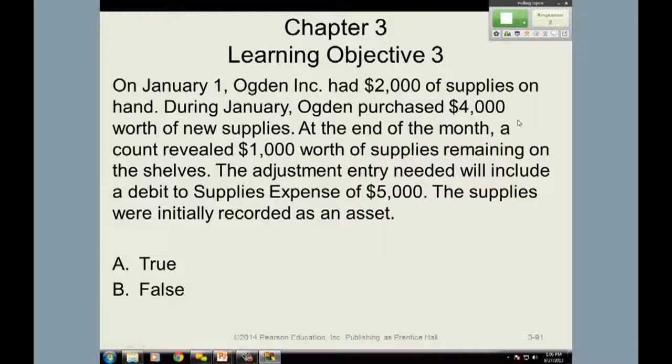All right, so we have Ogden Company with $2,000 of supplies on hand. During January, they purchased 4,000 more. At the end of the month, they counted their supplies with 1,000 left, and we want to know if the adjusting entry would be a debit to supplies expense.